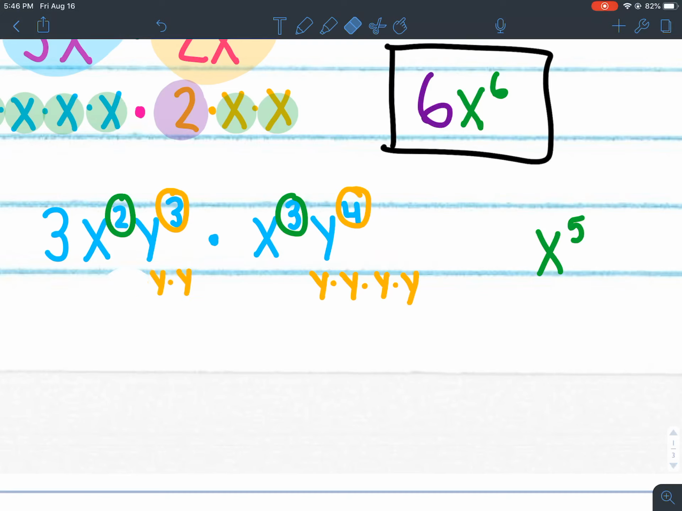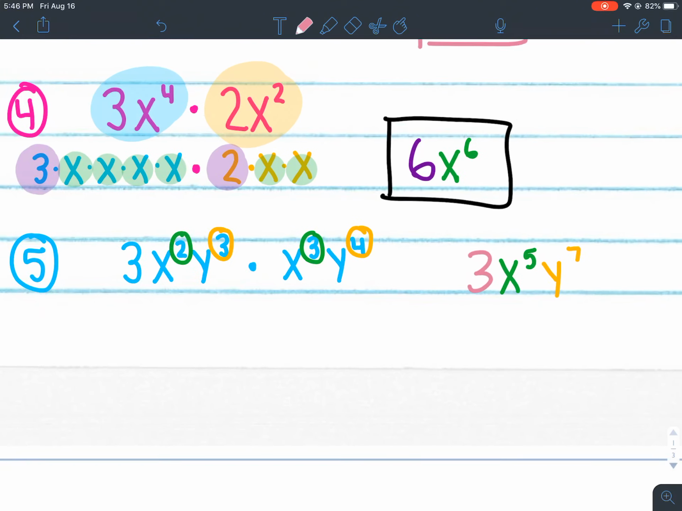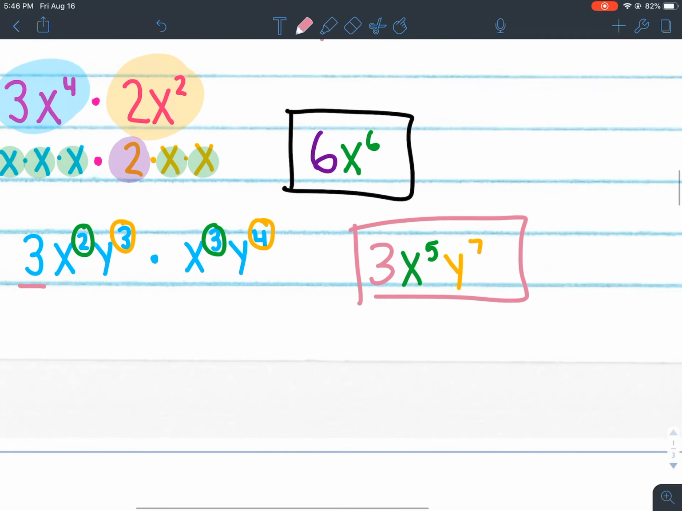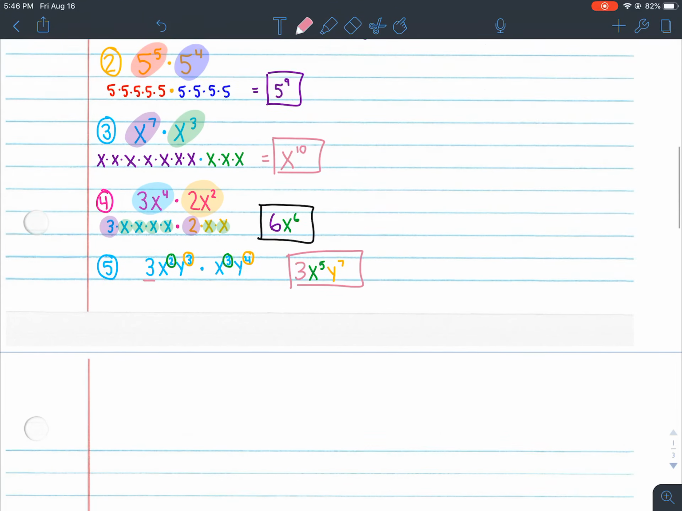Oops, I actually have 7 in total. So I have 3 and 4, which makes 7. And you're like, well, what do I do with that 3? Well, there's technically an imaginary 1 here, right? So I do have 3 times 1, so 3 times 1 is still just 3. So I'm going to go ahead and box that as my answer, but that is it for that one.